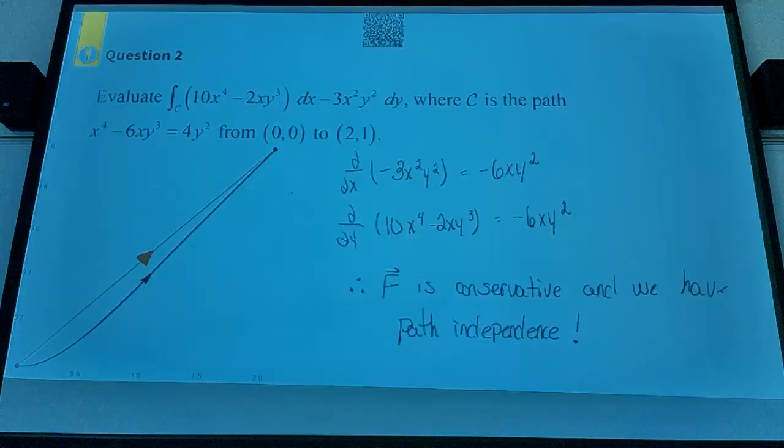Y equals x over 2. I'll just keep it on here. Parameterization: I'm actually going to go 2y comma y to avoid the fraction. Y goes from 0 to 1.